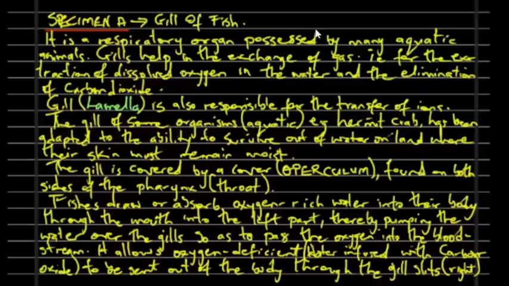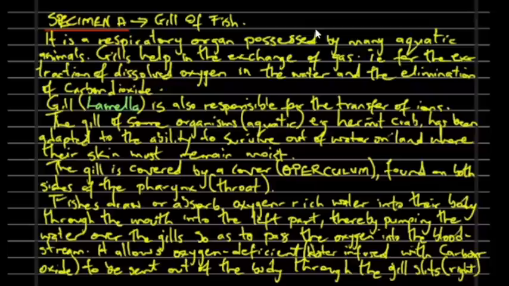Now, there is a particular part of the body of the fish around the head region called the operculum. It is a covering that covers the gill in the body of the organism. It is found on both sides of the pharynx of that organism. The pharynx is also called the throat.